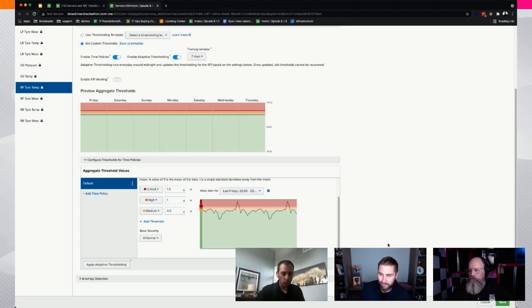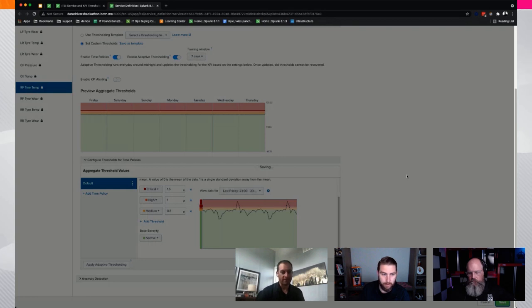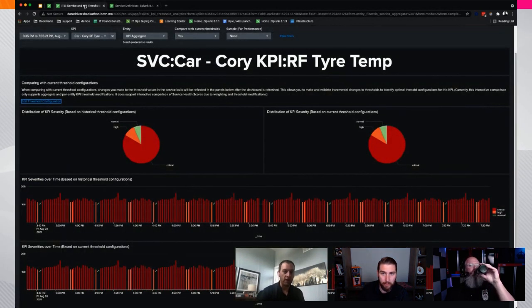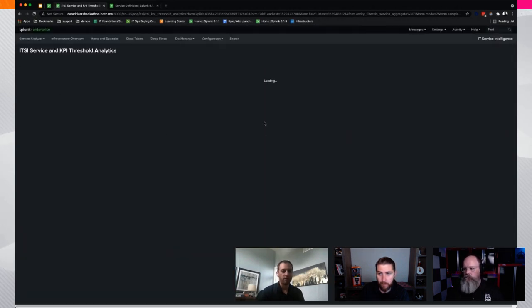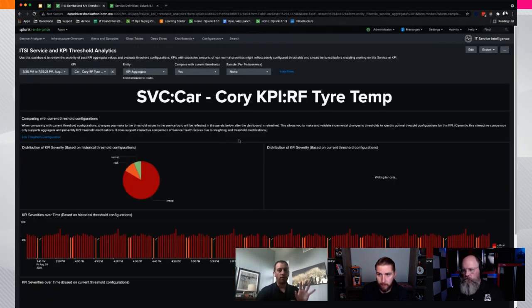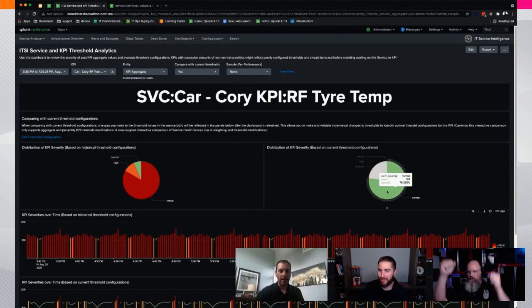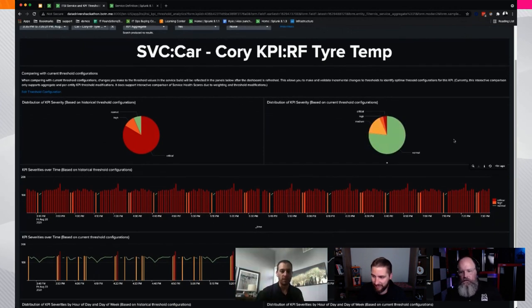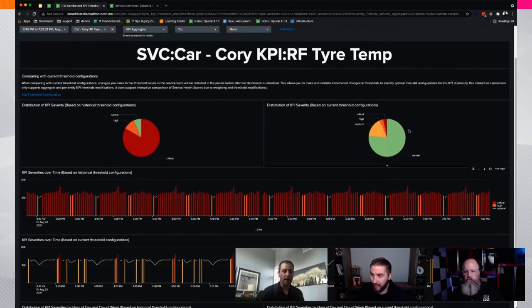Okay, so let's go ahead and click save now that we've computed the adaptive threshold values. What I want you to do next, Kyle, is go back to the dashboard that we had open, that KPI, and go ahead and refresh the browser page and watch what happens. As I said before, the left side is going to stay static, and the right side is now interactively improving, right? So now we can see how much better we have made the threshold values for this KPI.